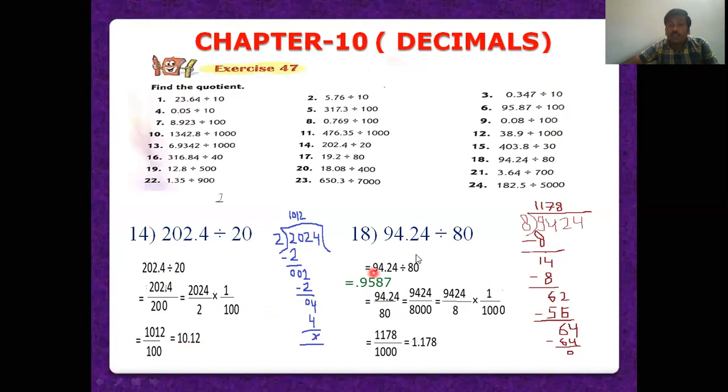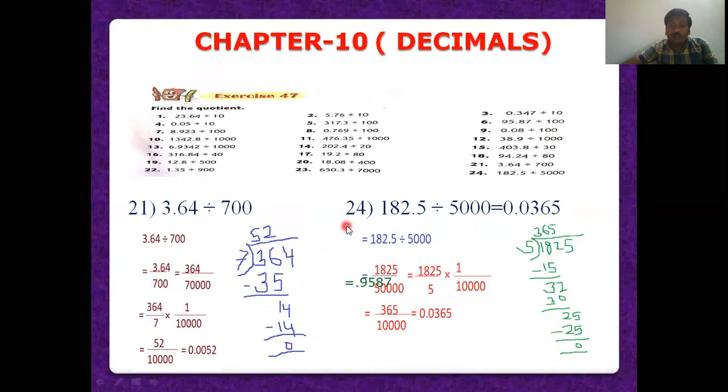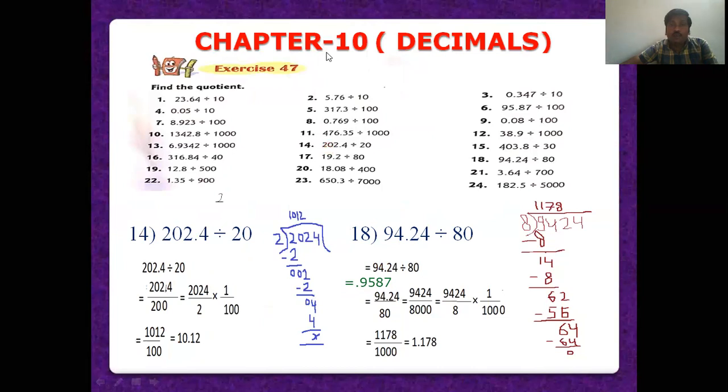Okay. Now here is another question. 94.24 divided by 80. In the same way, we can write it here in this way. In the same way we can solve it, just as question 14.